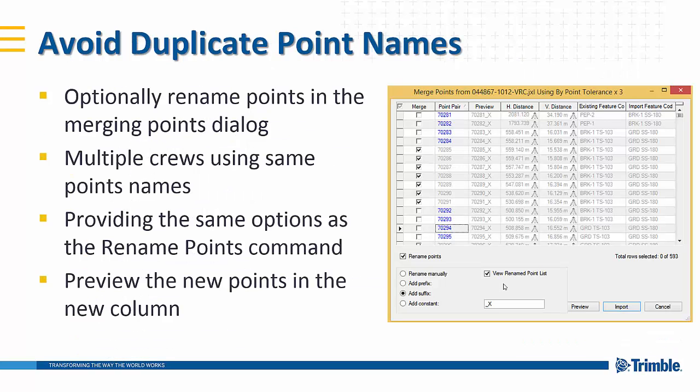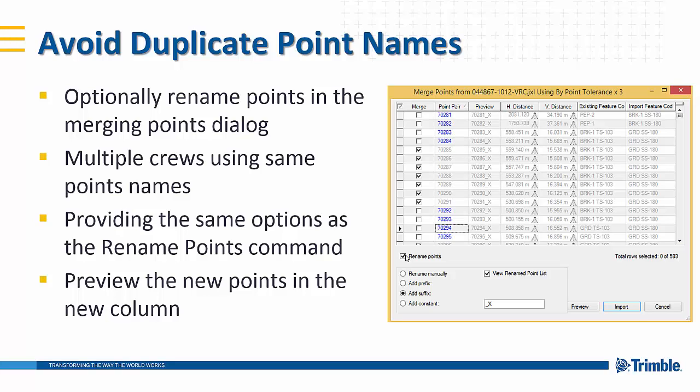Another feature in this data review and editing group is the ability to avoid duplicate point names. When you try to import JXLs with points that already exist in the project, you get a dialog window such as this one prompting you to merge points. So we have added here an ability to rename points on import, so you don't have to track these points later on in the project and use the Rename Points command later on. You can simply handle those duplicate observations or duplicate point ID names on import.